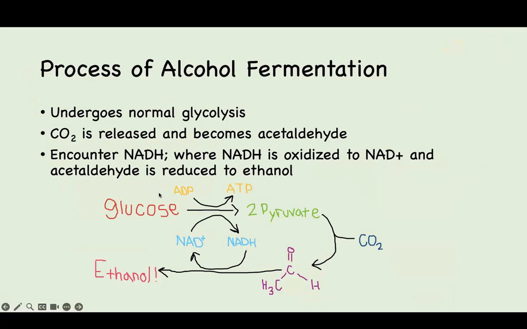Glucose encounters ADP, which is then reduced to ATP, and NAD plus is reduced to NADH, and glucose is oxidized to 2-pyruvate. From there, instead of entering the citric acid cycle, carbon dioxide is released and pyruvate turns into acetaldehyde. From the acetaldehyde, it then encounters the NADH that was produced during glycolysis, and then NADH is oxidized to NAD plus, and the acetaldehyde is reduced to ethanol.